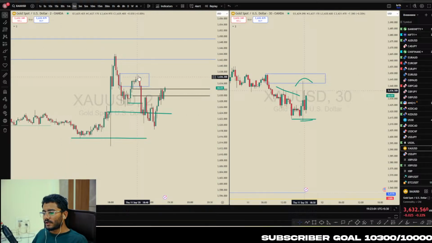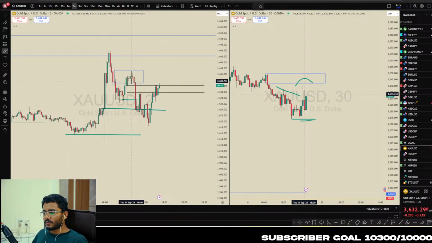Right now it's just consolidating. It will react from this area to the downside.